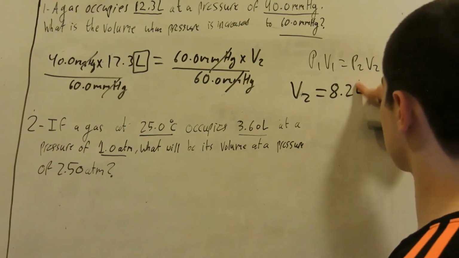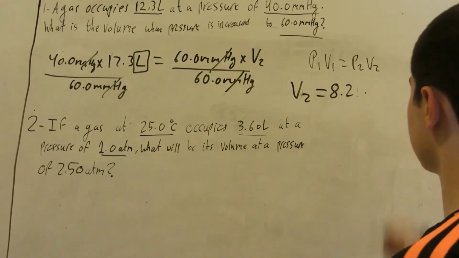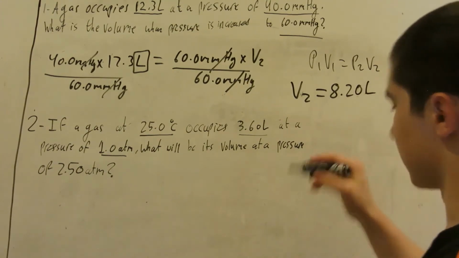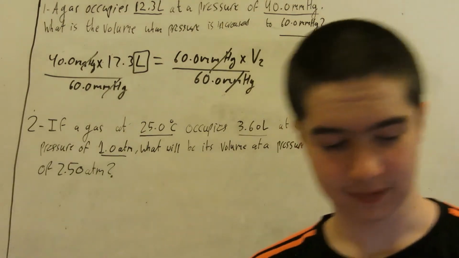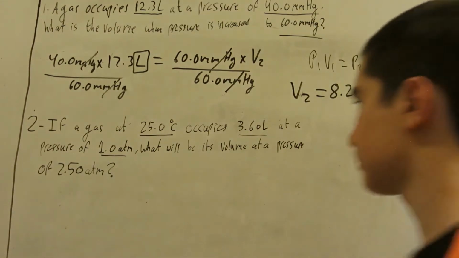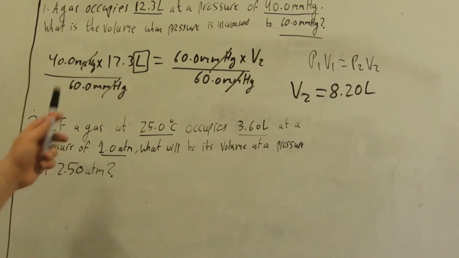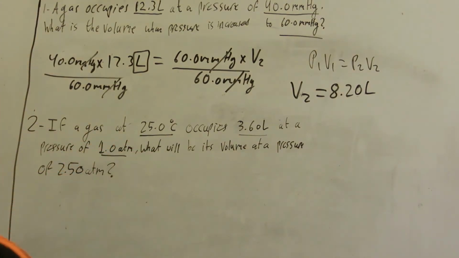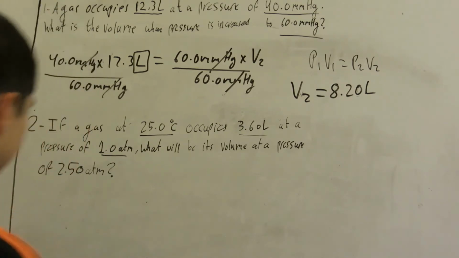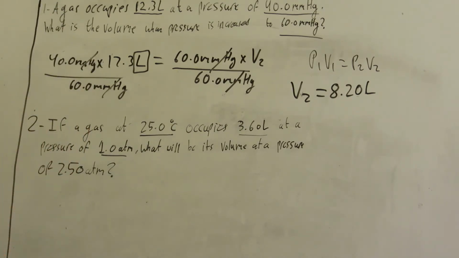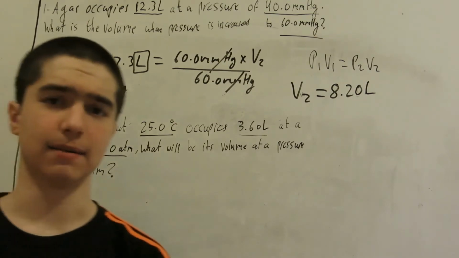Alright, so the answer is going to be 8.20 liters. Alright, so we got the V2, great. Now let's go for the second question. The second question states that if a gas at 25 Celsius occupies 3.60 liters at a pressure of 1 atm, the atmospheric pressure, what will be its volume at a pressure of 2.50 atm?